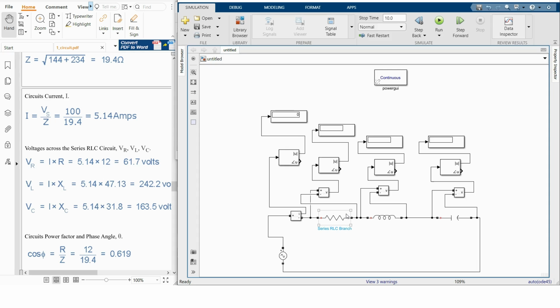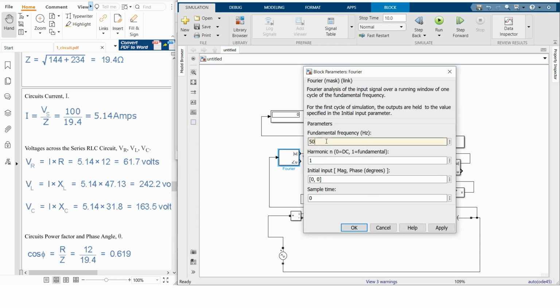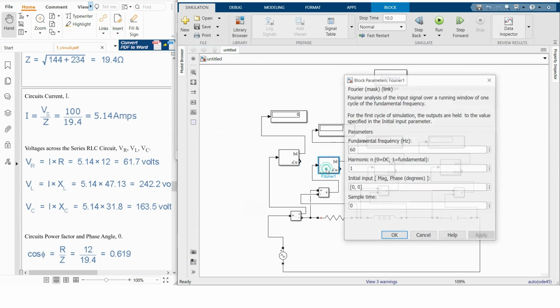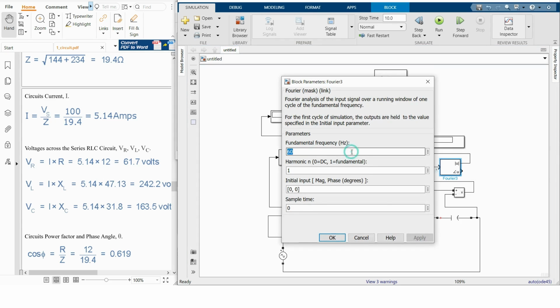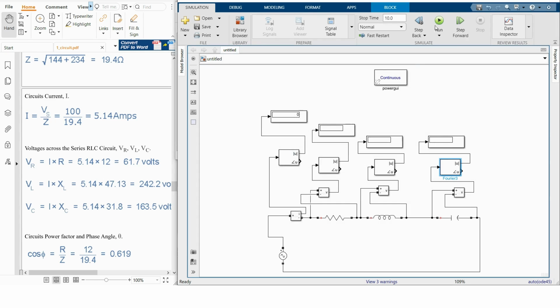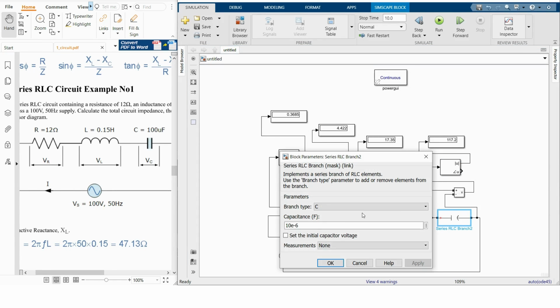All the connections are made, but the only thing we have to change is the fundamental frequency from 60 to 50 hertz, as our voltage source is 50 hertz. Oh sorry, here our C is 100 microfarad.